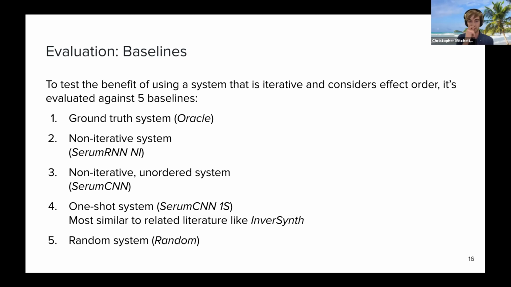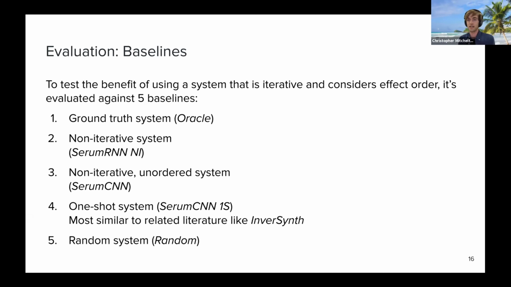Finally, we have SerumRNN1S. This is our one-shot system. So this is looking at the target sound and the input sound, and will predict all the effects that need to be in the sound and apply all the individual effect models at the same time. So this is by far the fastest system. And then finally, we have a random system. This one just applies the effects randomly.